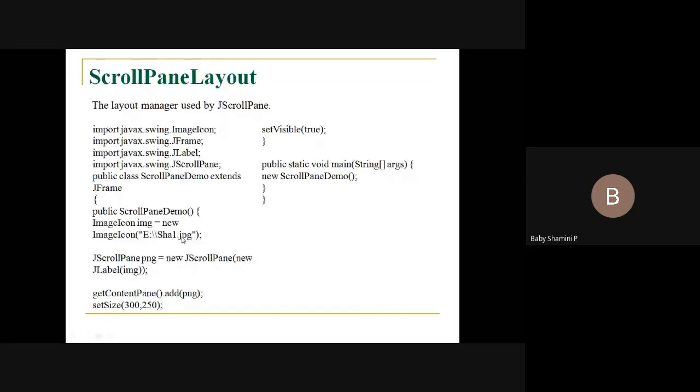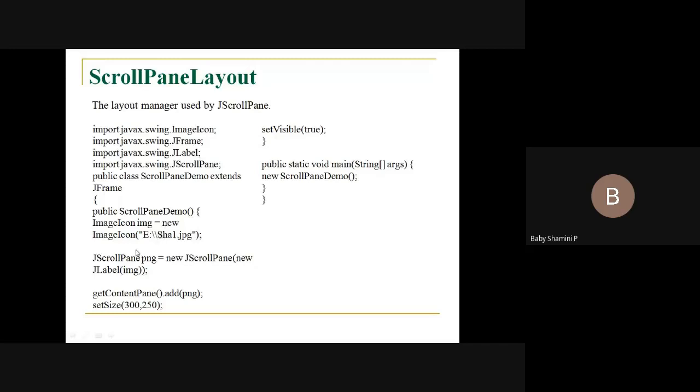If you want to use a scroll bar, we have to use JScrollPane. This is an object. We have to use an object: png equal to new JScrollPane of new JLabel img. I am going to insert the image into the particular region, isn't it? For that I am using new JLabel img. So I am going to create a window which contains a scroll bar, and inside the region I am going to display an image. For that I am using the statement ImageIcon img equal to new ImageIcon. So this is an image location.